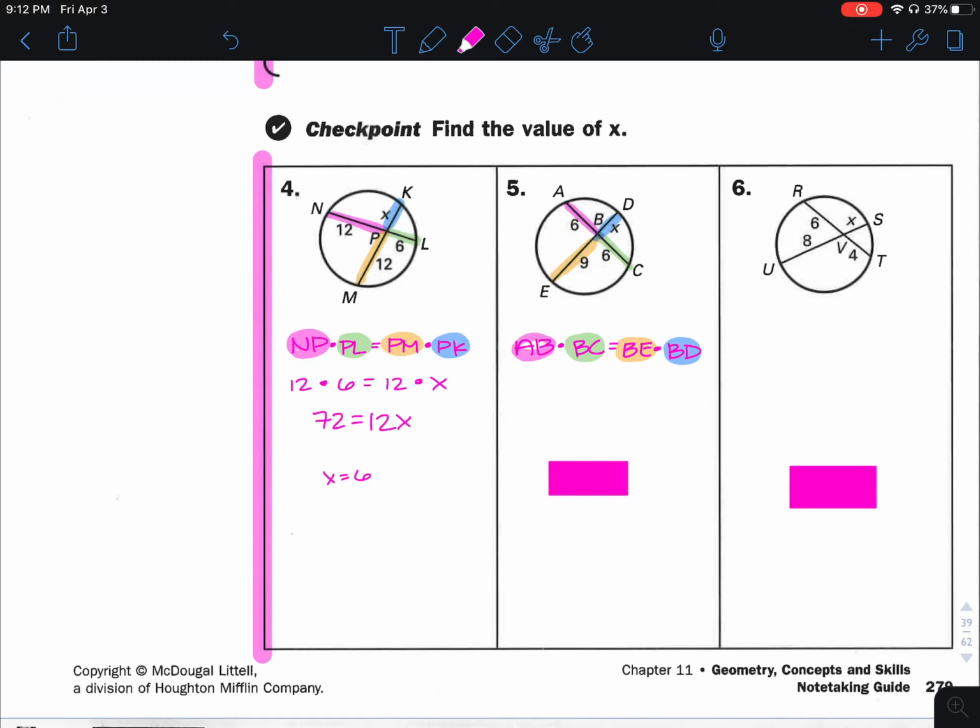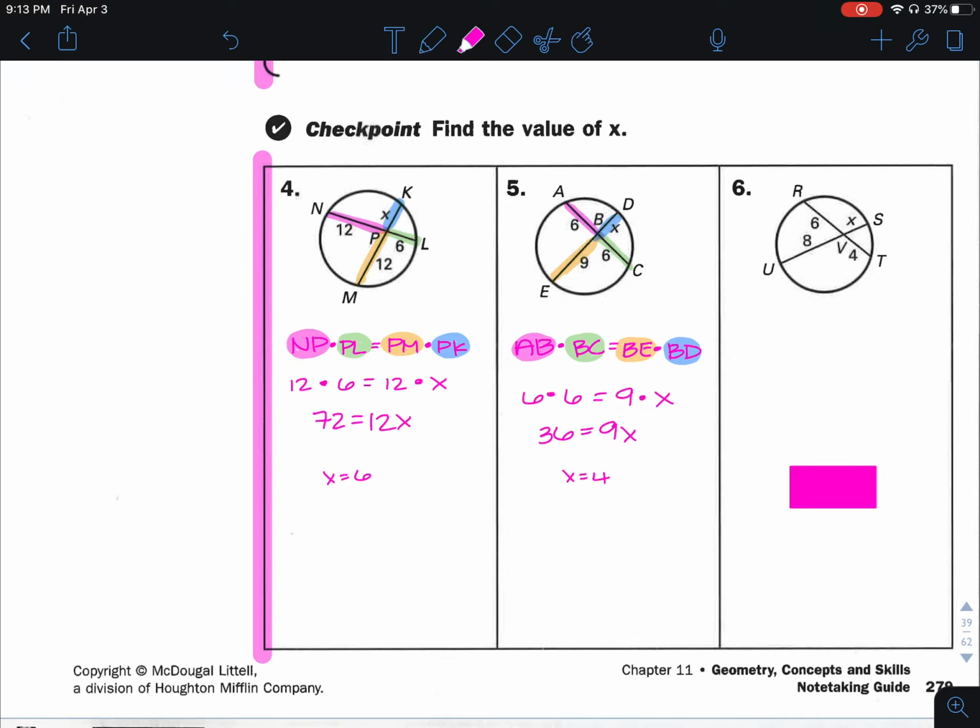And my last one. All right, so again, I am going to just replace what I know. So in my pink, I know that's 6. In my green, that is 6, equals my orange, which is 9, my blue, which is X. On the left side, 6 times 6 gives me 36. On the right side, 9 times X gives me 9X. Divide by 9, so 36 divided by 9 gives me 4 as my X.